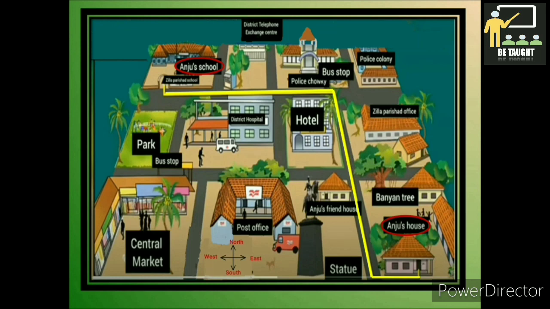Write the directions in which the places on the narrow lane are situated. The statue of Shivaji Maharaj, Anju's friend's house, hotel are situated in the west direction, whereas the banyan tree and Zilla Parishad office is situated in the east direction.